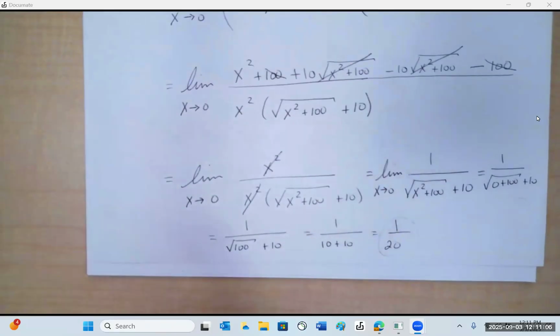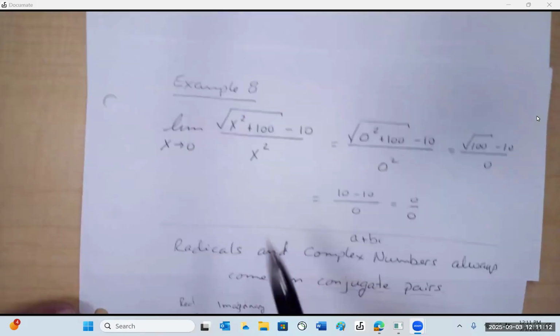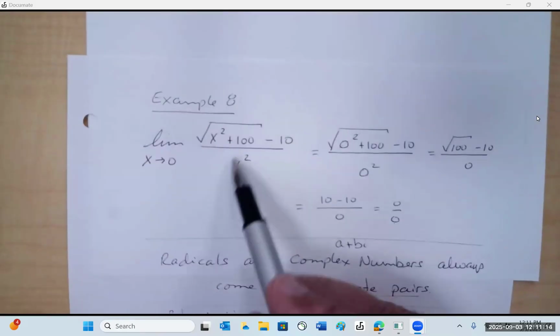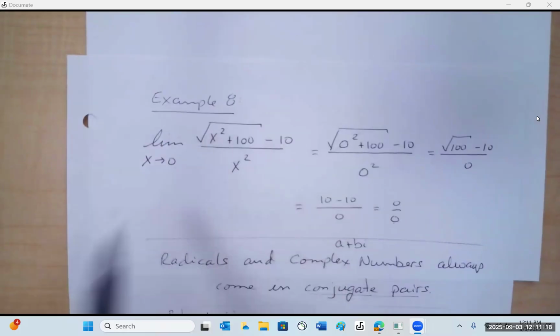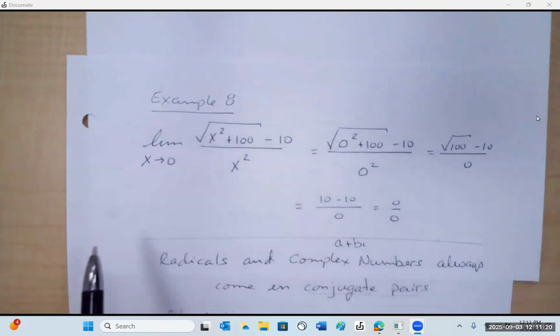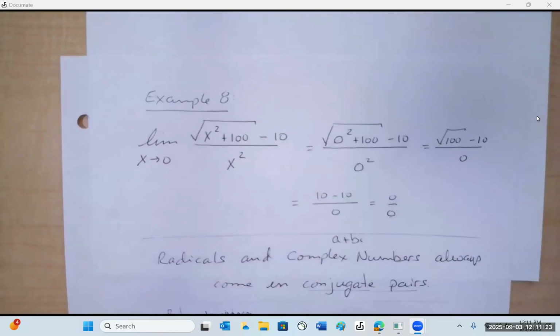Again, this goes back to the rules of algebra. Since the denominator is x squared, there's nothing we can do with the denominator. So we look at the numerator. It's a radical, and radicals have to come in conjugate pairs. So if we multiply it by its conjugate, it'll help us factor it out and get rid of it.